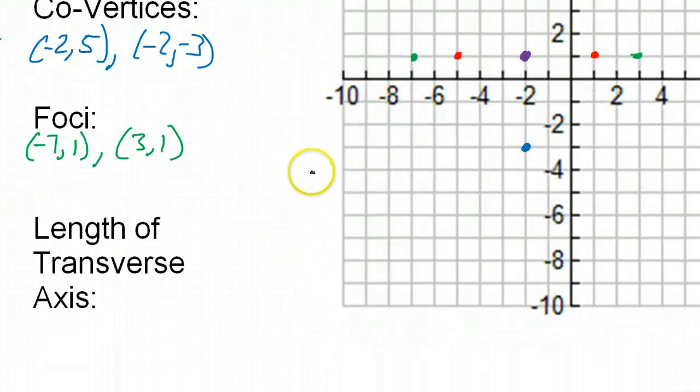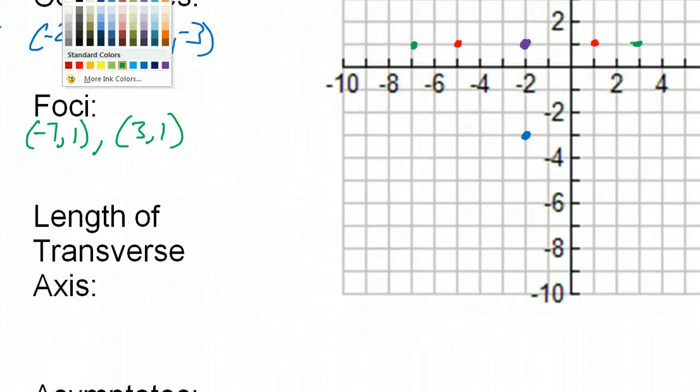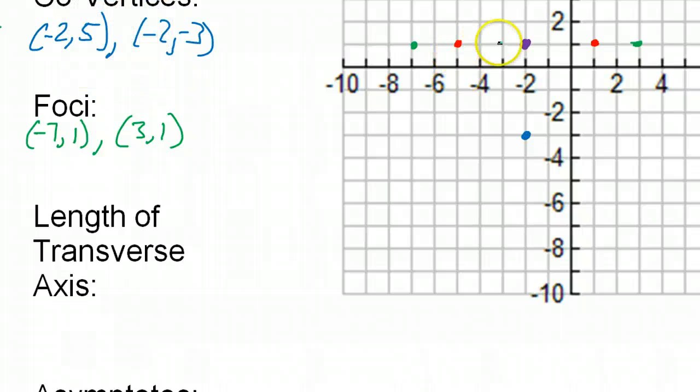Okay, it's asking for the length of the transverse axis, but that's the distance between the vertices. So that's 3 to the left, 3 to the right, total of 6.